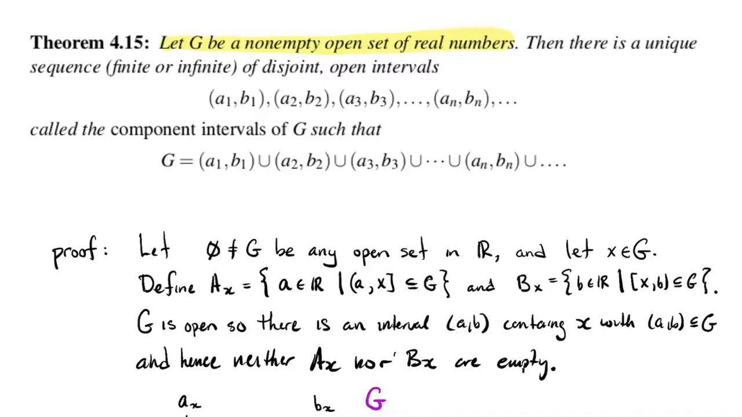There has to be some sequence, maybe it's finite or maybe it's infinite, but if it's infinite, it's countable, of disjoint open intervals. So say some first one, some second one, some third one, nth one. If it's finite, that would stop for some n. They're going to be called the component intervals of G, and G is their union. So this non-empty open subset of real numbers can be written as a finite or countably infinite union of disjoint open intervals. All right, so let me try to walk you through the argument here.